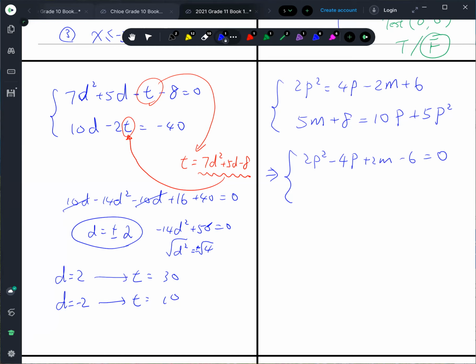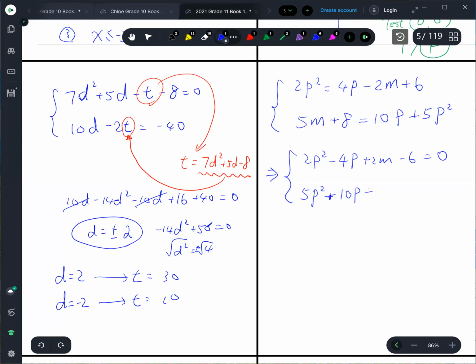The other one is 0 equals 5p squared minus 10p plus 5m plus 8. No, plus 10p, right? Plus 10p minus 5m minus 8 equals 0. Yeah, okay.